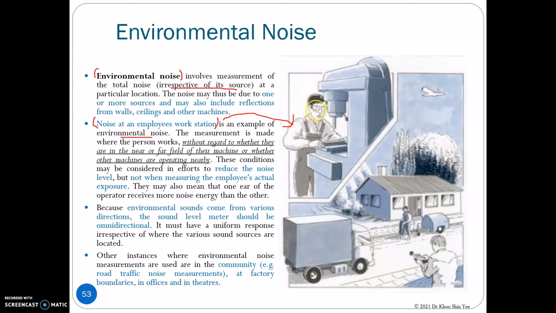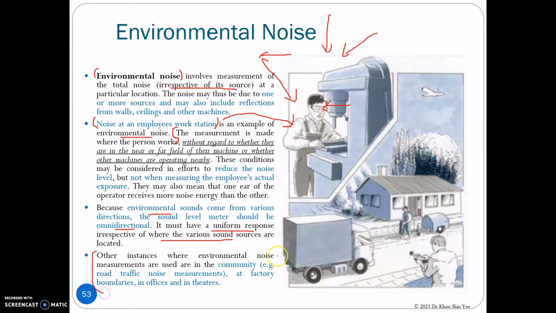The noise received by the employees might be directly coming from machine 1, 2, 3, and so on, as well as the reflection on the wall, ceiling, or the floor. The measurement is made based on where the person is working, without regard to whether they are in the near or far field of their machines or whether other machines are operating nearby. As you can see, the environment noise comes from various directions, therefore the sound level meter should be omnidirectional. In this case, a random incidence microphone is useful because it fulfills this requirement.